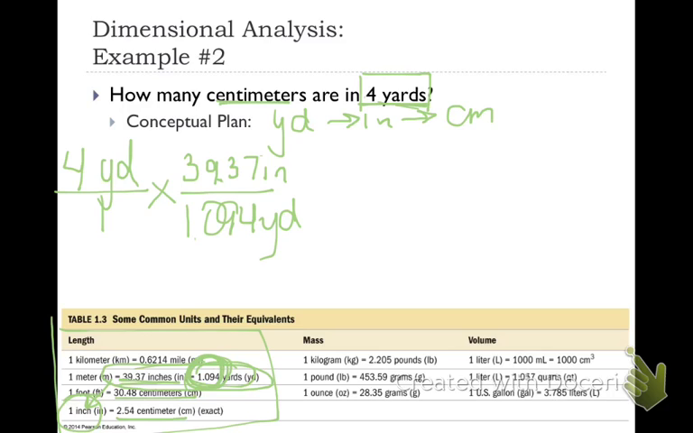So now I can cancel out yards, and let's keep going. Many of you want to put the equal sign and then do it again. That's way too much work. Don't do that much work.